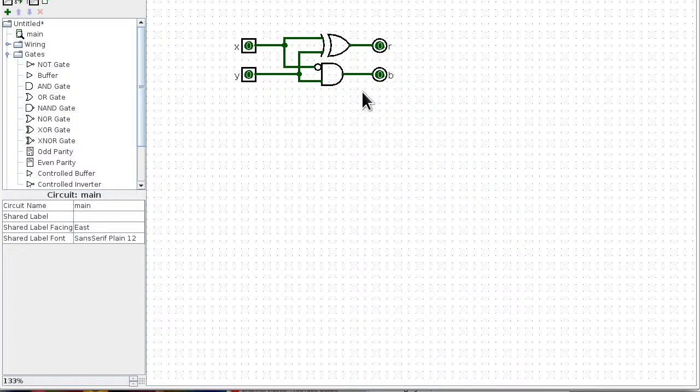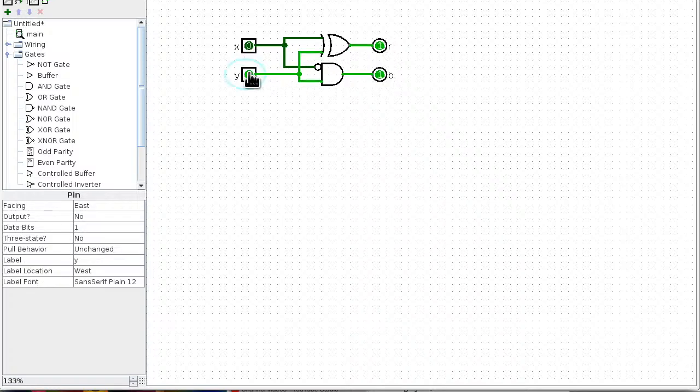Okay, so now we can test the circuit and see whether it works or not. 0 minus 0 has a result of 0 and a borrow of 0. Looks good. 0 minus 1 has a result of 1 and a borrow of 1. Looks good. 1 minus 0 has a result of 1 and a borrow of 0. Looks good. And 1 minus 1 has a result of 0 and a borrow of 0. So for all 4 possible cases, this circuit is working.